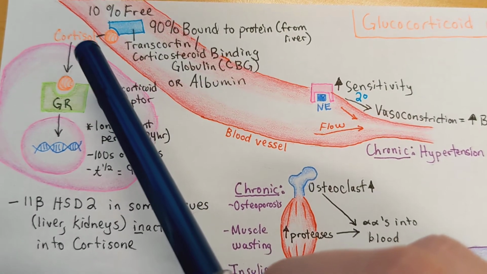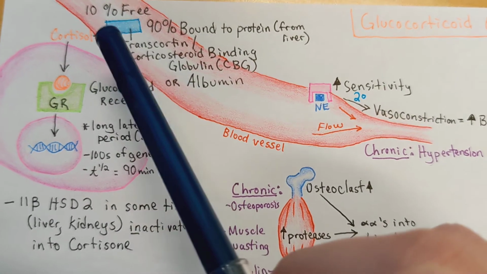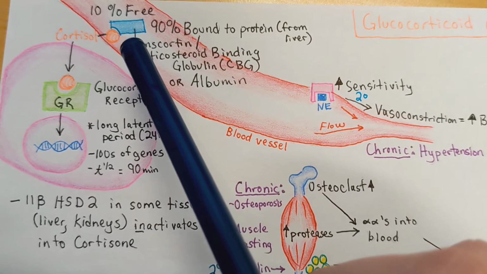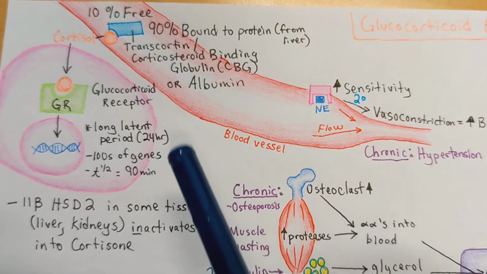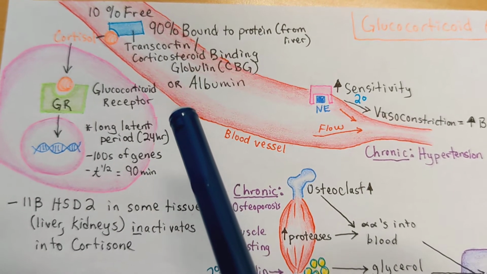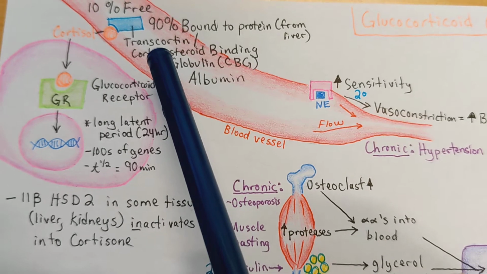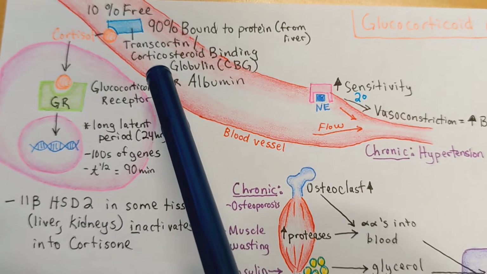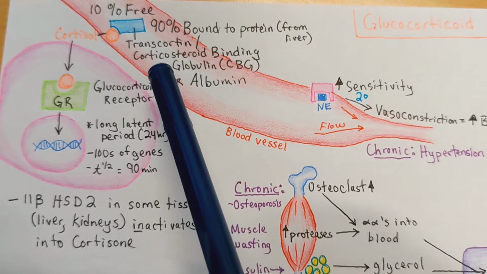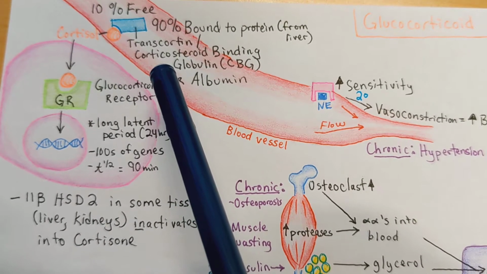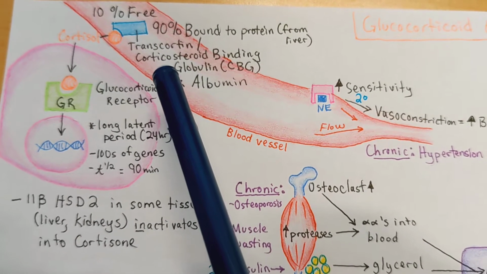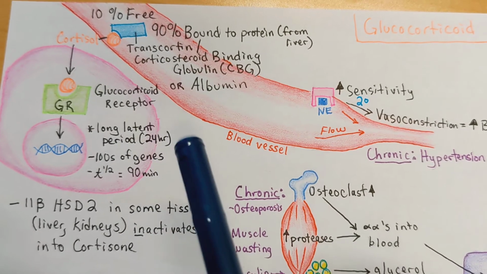Because it is a hydrophobic molecule, most of it is bound to proteins, which are synthesized in the liver and released into the blood. There are two different proteins that bind up most of this cortisol. The first one is transcortin, also called corticosteroid binding globulin, or CBG. This molecule is very specific for cortisol. It has a high affinity for the molecule.